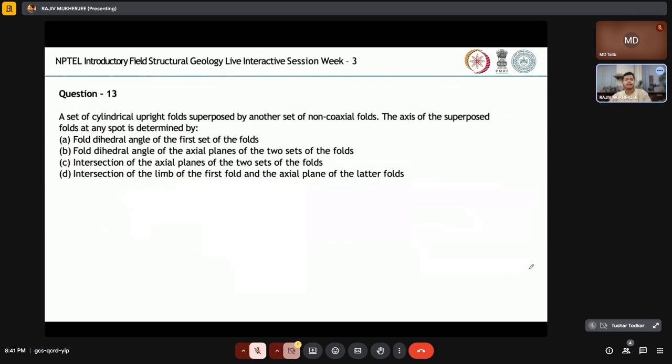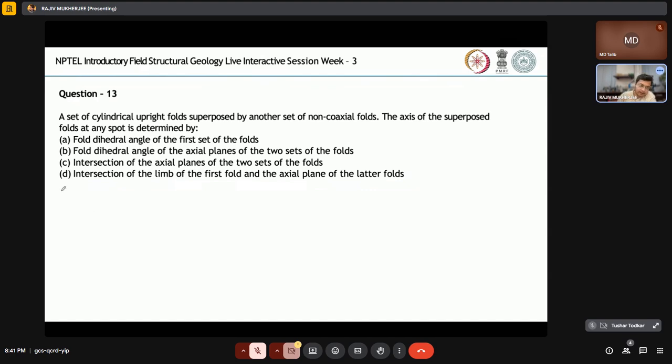Okay. Finally, to the last question. A set of cylindrical upright folds superposed by another set of non-coaxial folds. The axis of the superposed folds at any spot is determined by option A, fold dihedral angle of the first set of folds; option B, fold dihedral angle of the axial planes of the two sets of the folds; option C, intersection of axial planes of the two sets of the folds; and option D, intersection of the limb of the first fold and the axial plane of the latter folds.